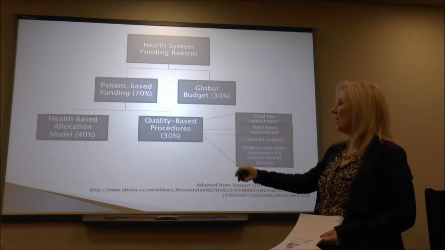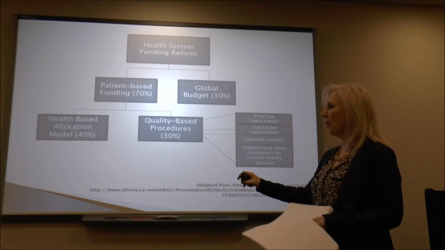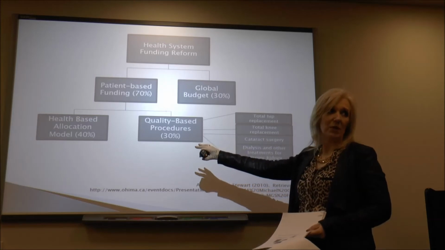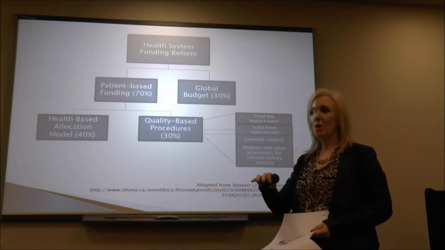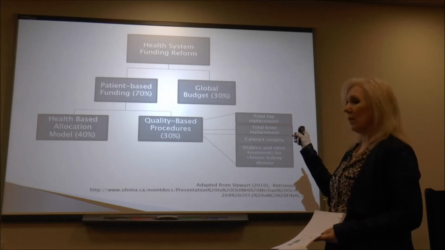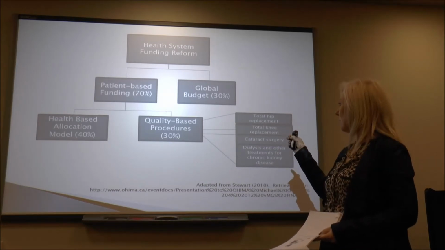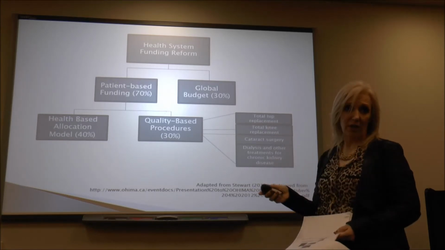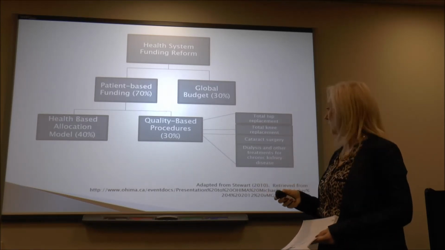Patient-based funding is divided into two components. First, the health-based allocation model, and secondly, the quality-based procedures. And in April 2012, they introduced 4 quality-based procedures. The first being total hip replacement, second knee replacement, cataract surgery, dialysis and other treatments for chronic disease management.